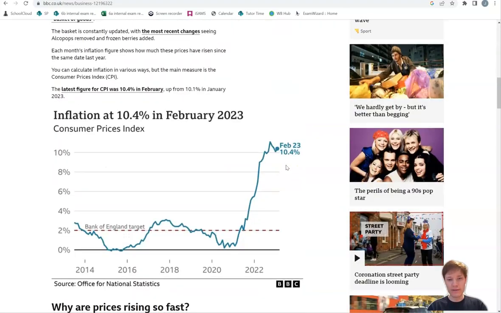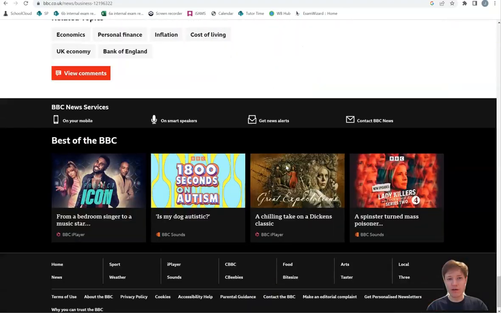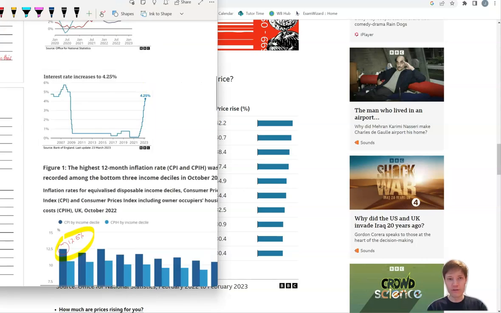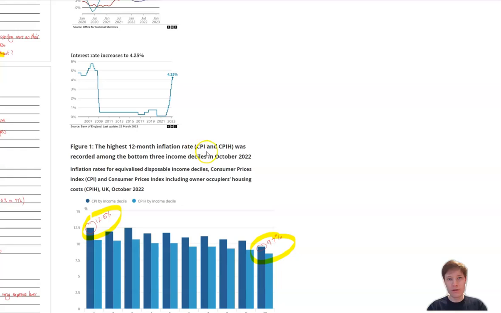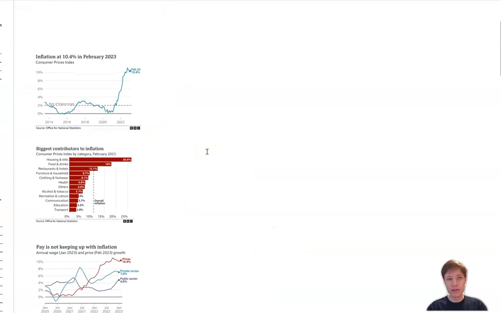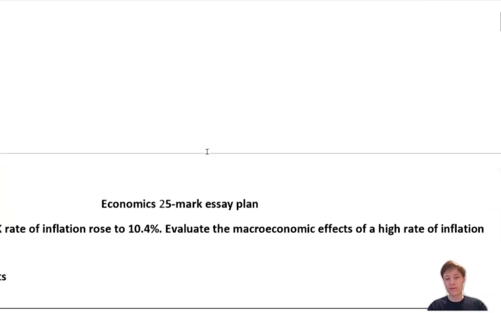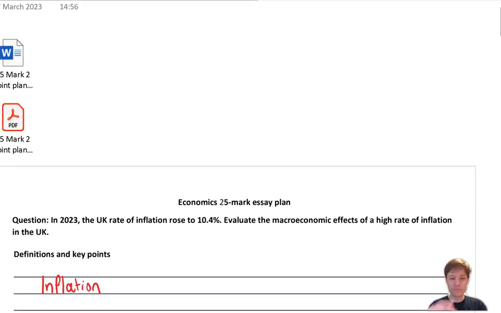Just Google that, and it has some fantastic data about the nature of the inflation that's going on in the UK right now, most of which I've put into the OneNote document, and we'll refer to that as we go through the essay today. Right. Please pause the video now and think about what your 2 points will be based on the macro-economic question you're talking about and the diagrams that you will use.